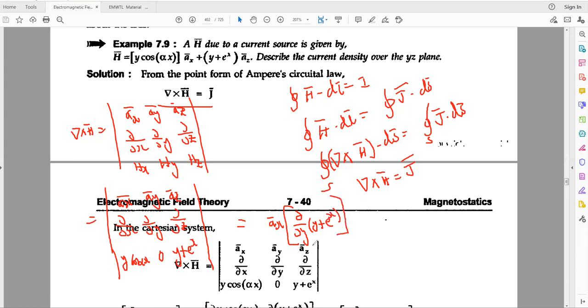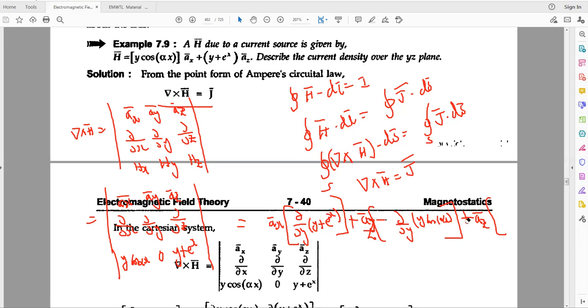This is the only term. Next, minus AY bar into this function. The first term is 0, the second term is minus dou by dou Y of Y into cos alpha X. Plus AZ bar into AZ bar, the first term is 0. It is the AZ bar only, my students.